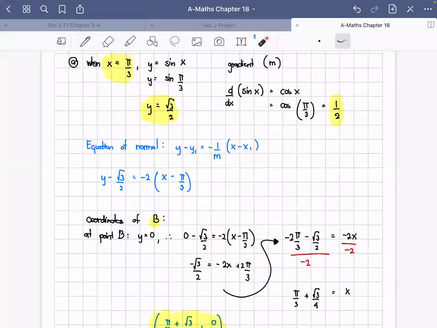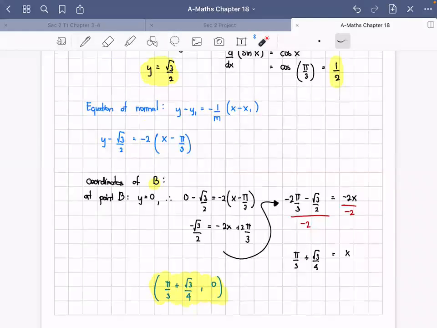What happened here is I transposed this to the left side. That's why I get negative root 3 over 2, and then I have negative 2x. If I want to solve for x, I divide both sides by negative 2. By the way, if you divide this, you will get pi over 3. If you divide this, you will get root 3 over 4. You can use your calculator for this one, but you need to do them one by one.